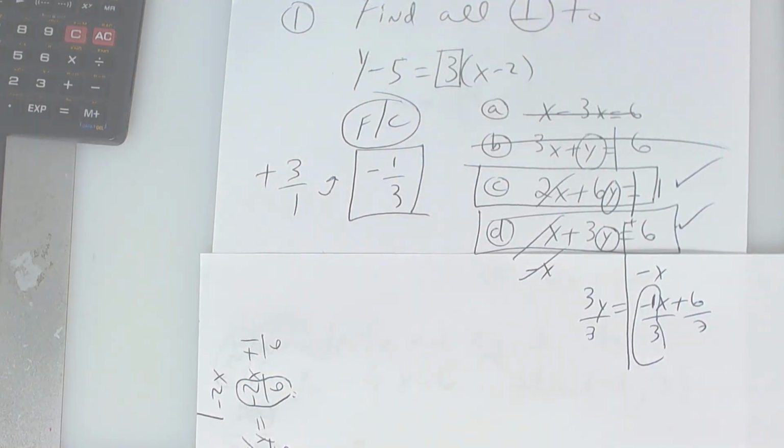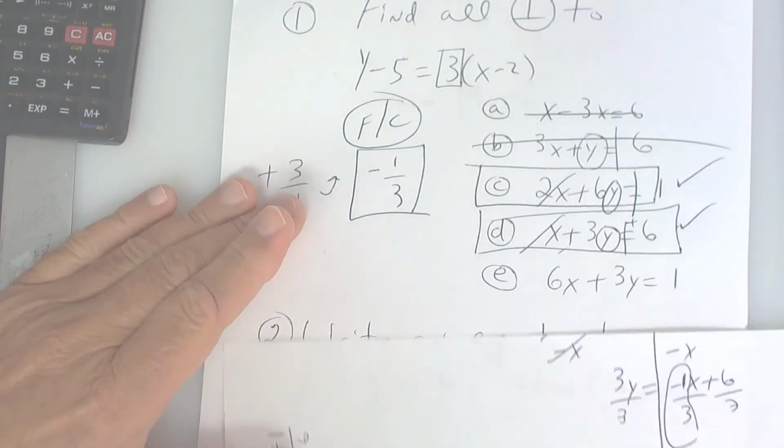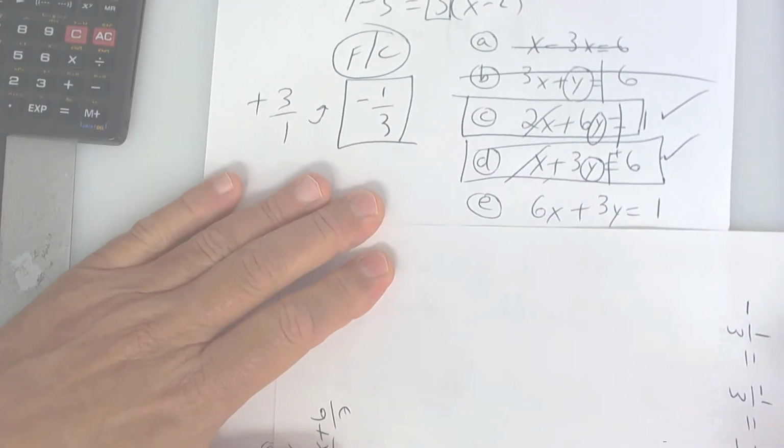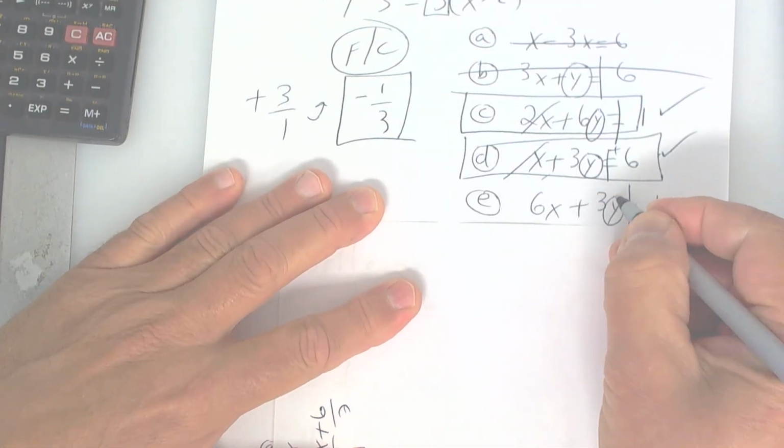Any questions so far? Negative x. 3y is equal to -x plus 6. Then you got to divide by 3. And this one works, Michael. One more. Get this one by itself. Come on, guys. You can do this.